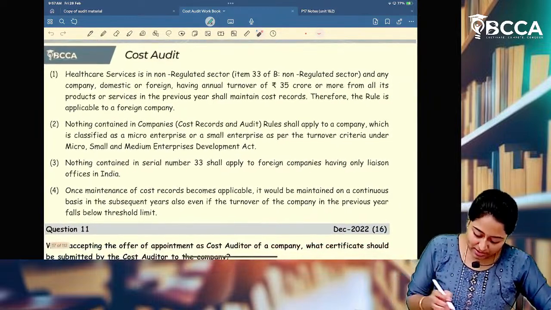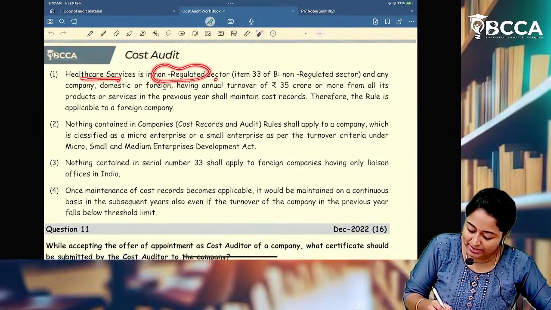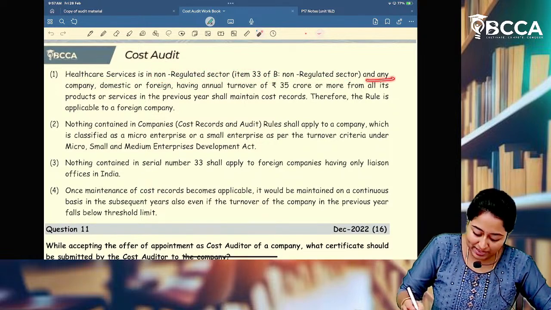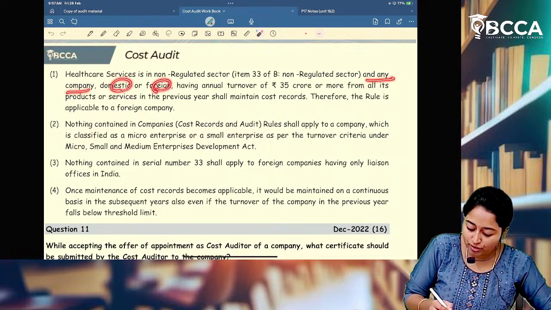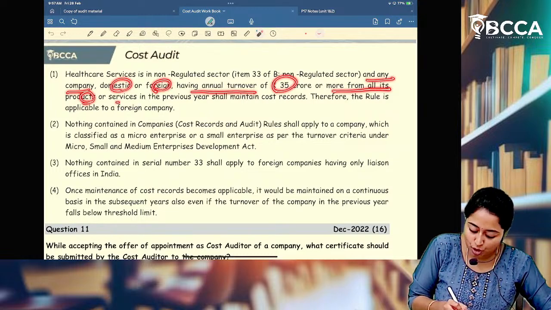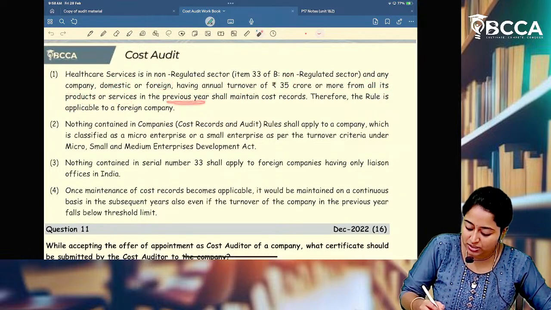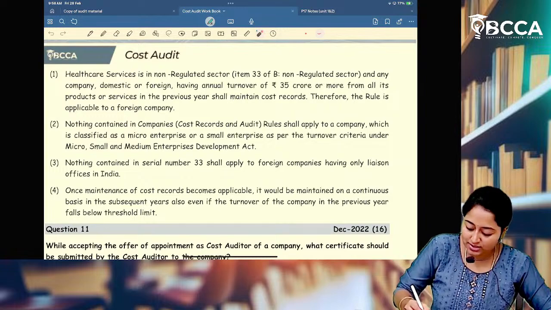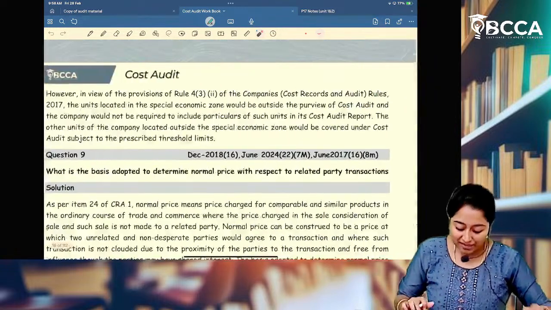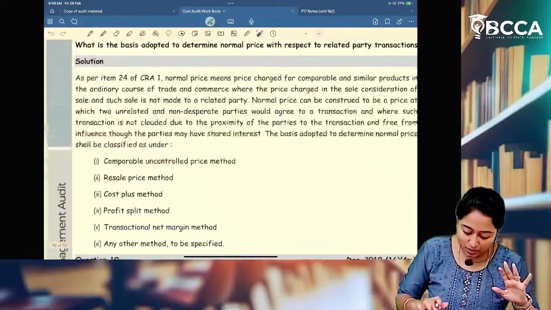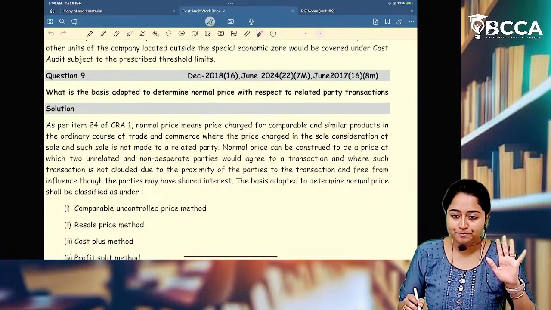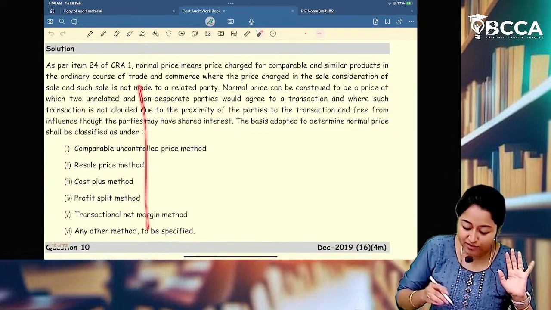Now that's the answer. Healthcare services is a non-regulated sector covered under item 33 of the non-regulated sector, and any company, domestic or foreign, having annual turnover of 35 crores or more from all its products or services in the previous year shall maintain cost records. Therefore, the rule is applicable to a foreign company. Now, if a question is asked like this, then that means it is a direct question, isn't it? So you can directly give your answer.